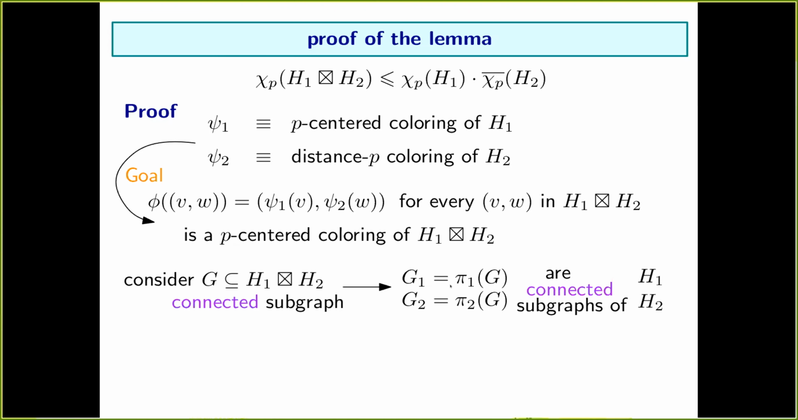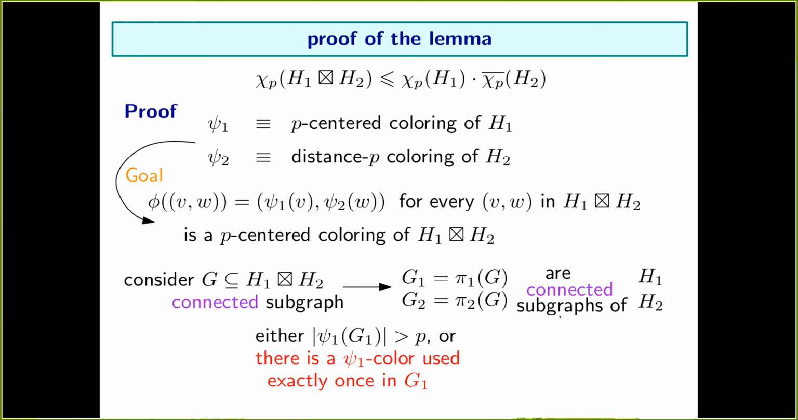So okay, we have this G. We consider the projection of G. The vertices of G are pairs of vertices, right? So we can project them on the first coordinate, on the second coordinate. And these are subgraphs of respectively H1 and H2. And from the nature of a strong product, if G was connected, the projections are also connected. This comes from the fact that when you have a path in the product, this projects to a lazy walk, as Louis called it, in the projection.